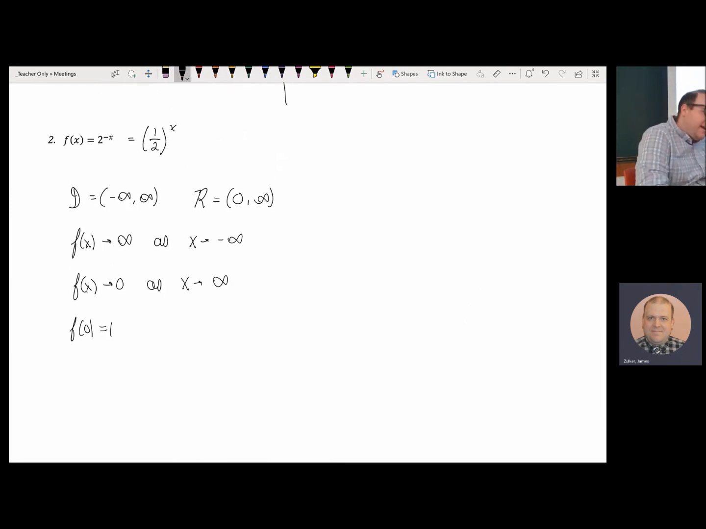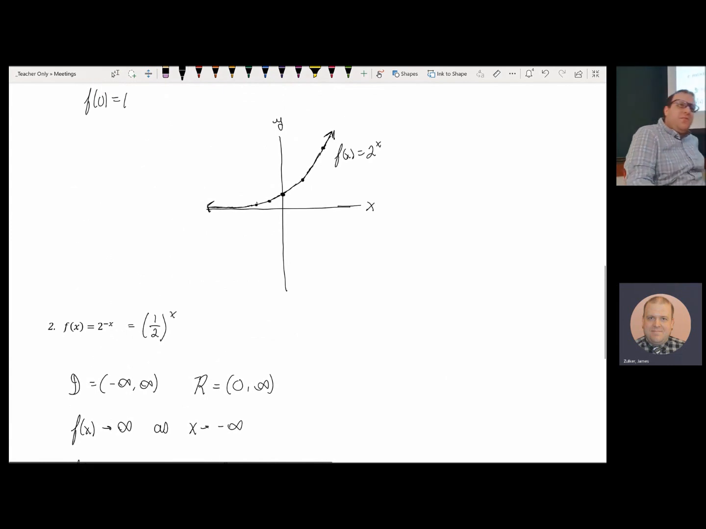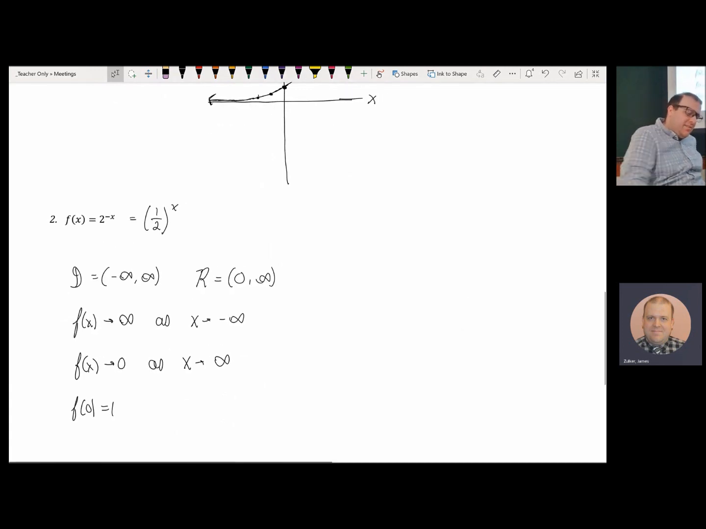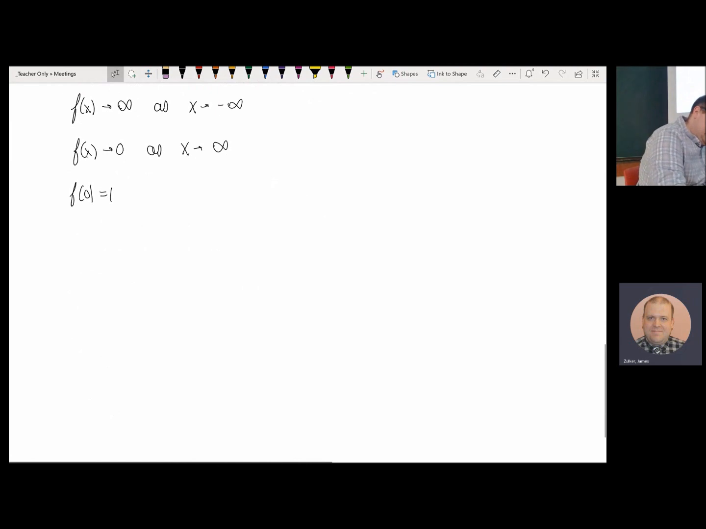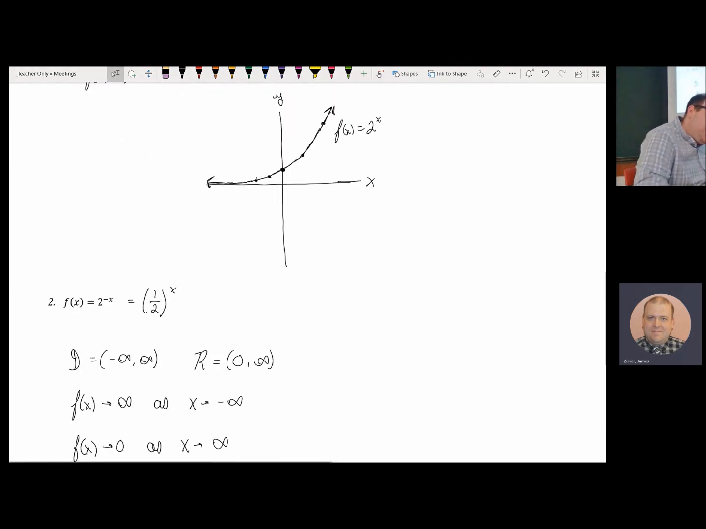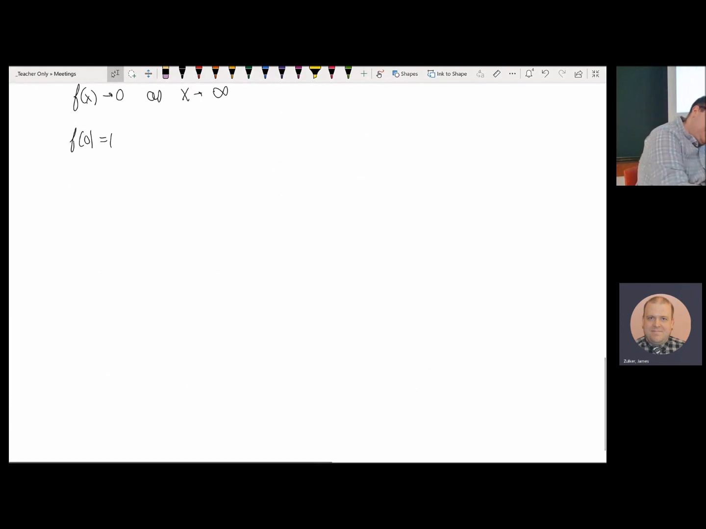Since it's 2 to the negative x, this is going to be a reflection about the y-axis of 2 to the x. Right? Which all of this analysis confirms. I wish I could do like a mirror, but I can't. Then I'm going to have to redraw this.